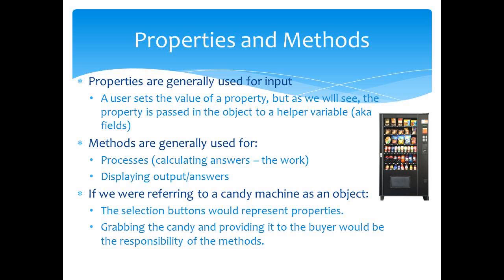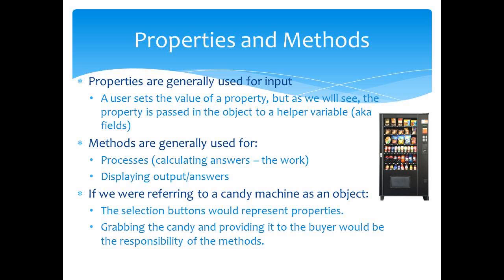Methods are generally used for processing information, calculating answers, where the work is done, and we also use methods for displaying output, giving us the answers. You don't typically use a property to get back an answer, maybe the number of payments for a loan. You're usually going to return that back in a method, and we'll go through, demonstrate that, and get you in a habit of doing that shortly.